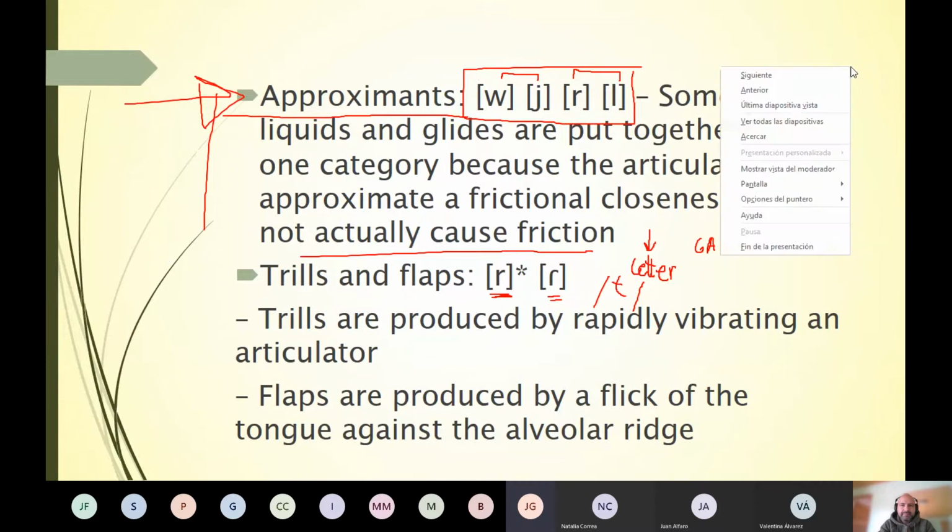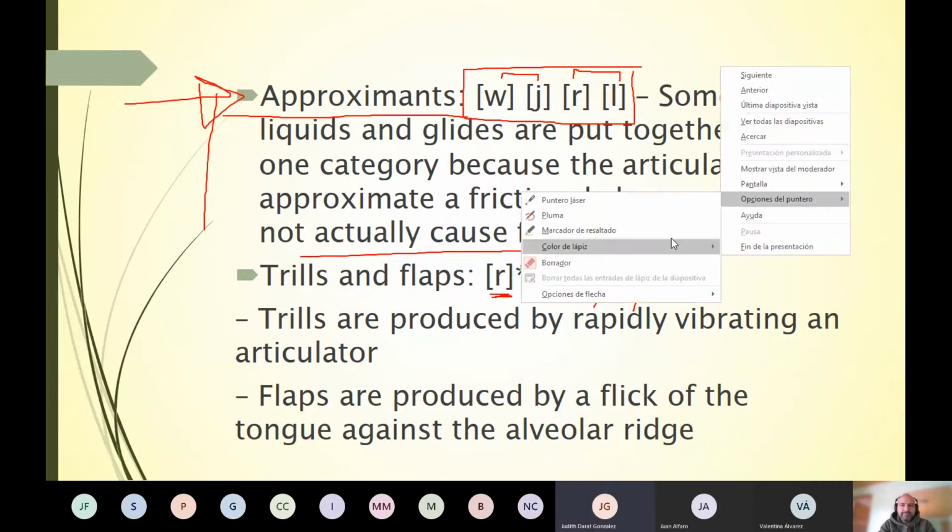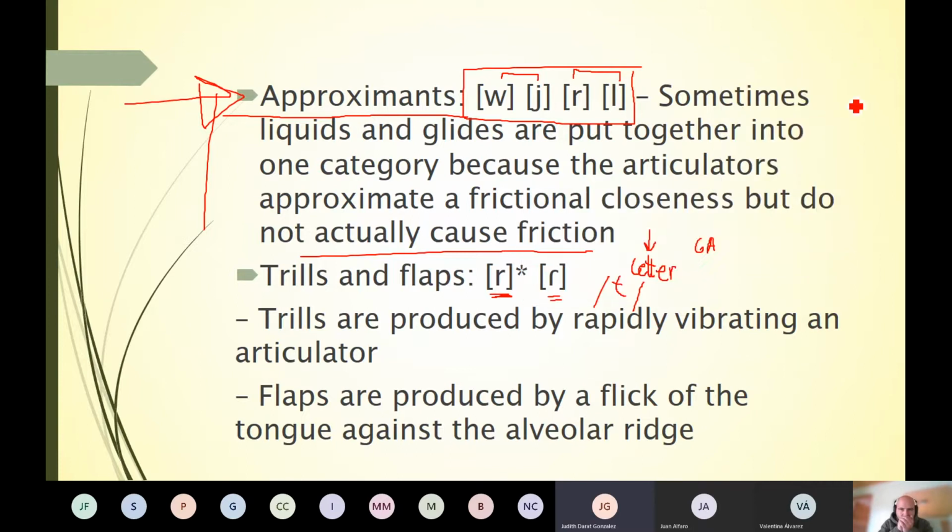Approximants. Sometimes liquids and glides are put together in one category because the articulators approximate a frictional closeness but do not actually cause friction. Trills and flaps. Trills are produced by rapidly vibrating an articulator. Flaps are produced by a flick of the tongue against the alveolar ridge. Thank you so much.